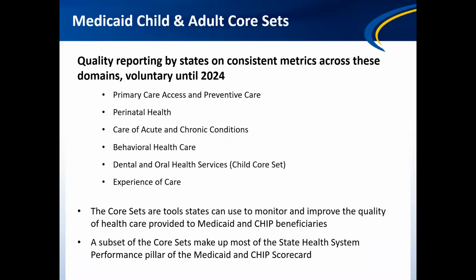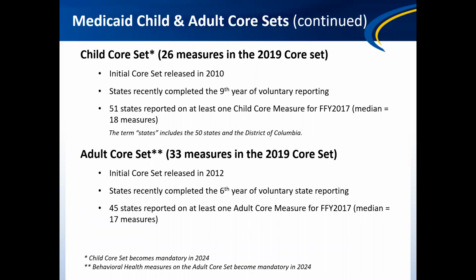On the next slide, you'll see an overview of the core set basics. So the child core set came first in 2010. It was created by CHIPRA, the Children's Health Insurance Program Reauthorization Act of 2009. And so states have recently completed the 9th year of voluntary reporting on the child core set. The adult core set came a few years later. It was created by the Affordable Care Act. And you'll see states have been reporting that for about 6 years now.